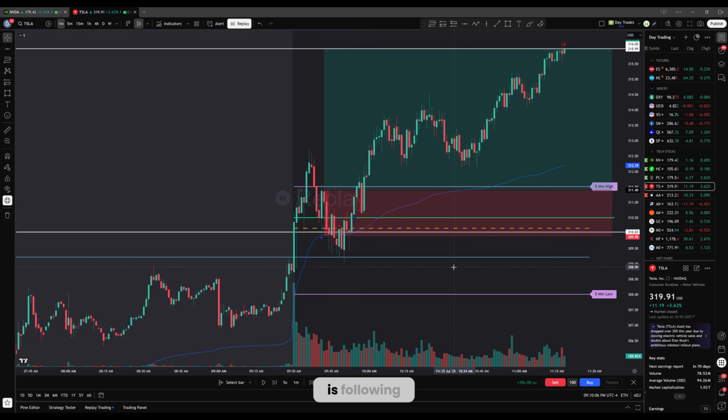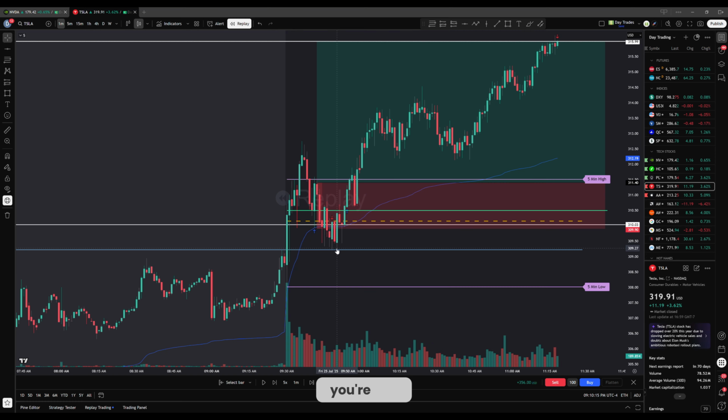The most important thing is following your stop loss and following your system, understanding that the trade can either work out or not, and you're okay either way. You're just observing the price action and reacting based upon what you see.